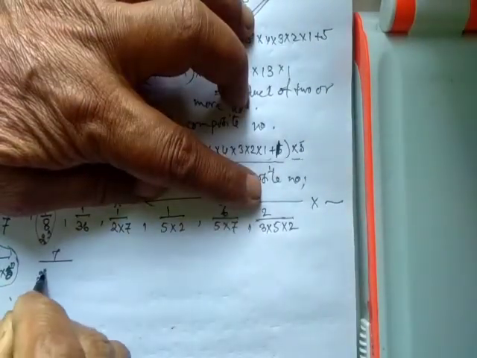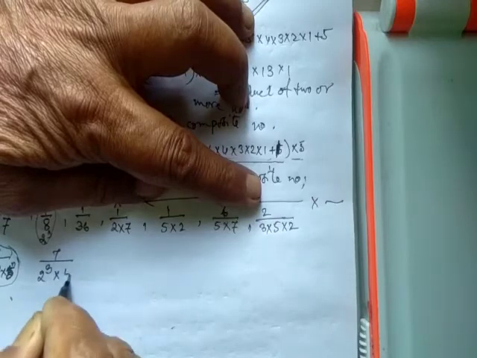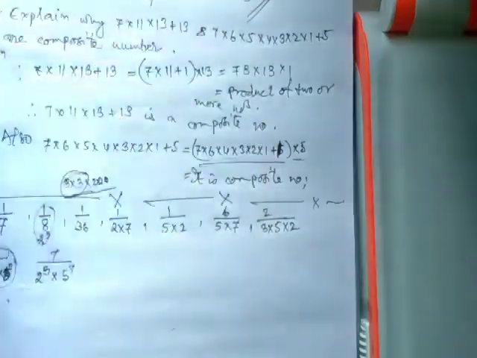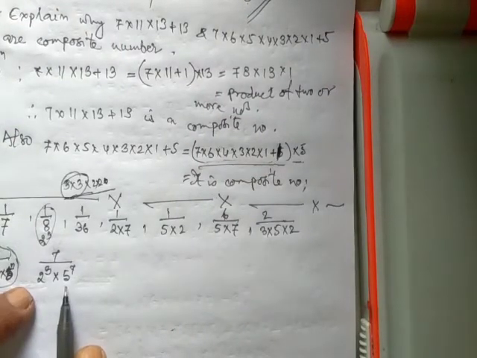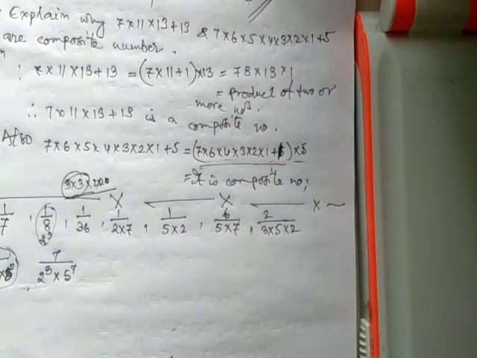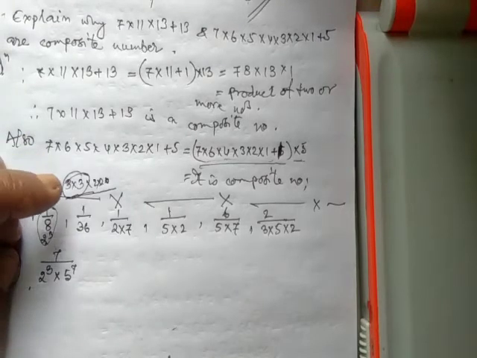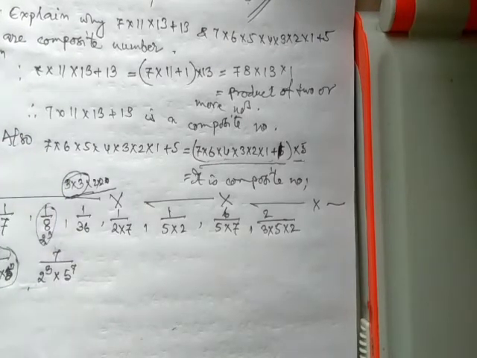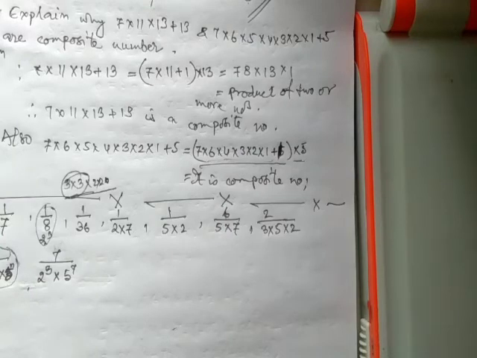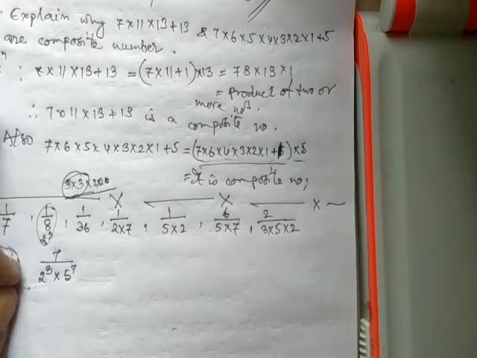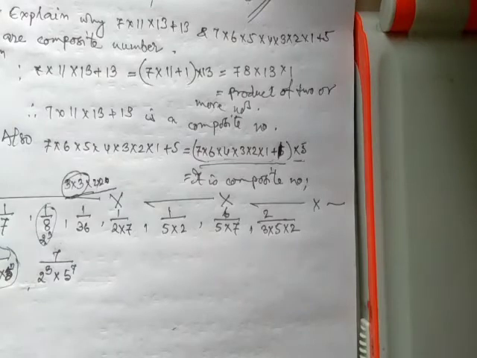Seven by 2 cube into 5 to the power 7. This is terminating because only 2 and 5 are present here. Thus, when you factorize the denominator, and if you find that it is in the form of only 2 and 5, no other numbers, then that particular number will be terminating. Otherwise, it will be non-terminating.